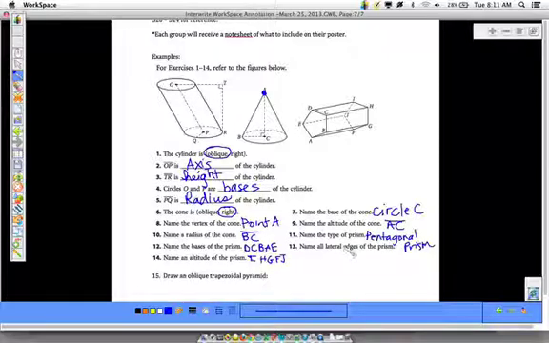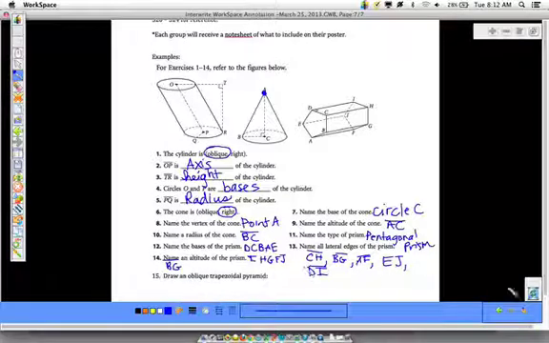Name all the lateral edges of the prism. That's all of these. So we're going to say C, H, B, G, A, F, E, J, and D, I. Then name an altitude of the prism. Since it's a right prism, we can choose any of the lateral edges, so we'll say BG.